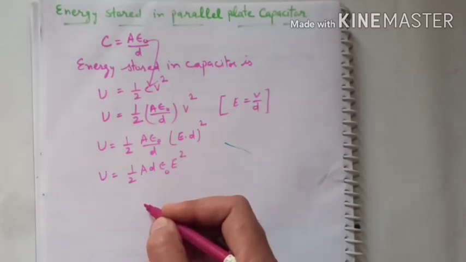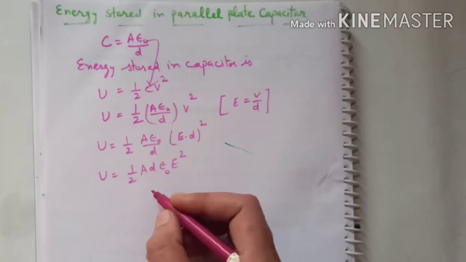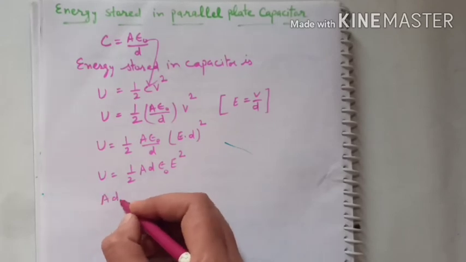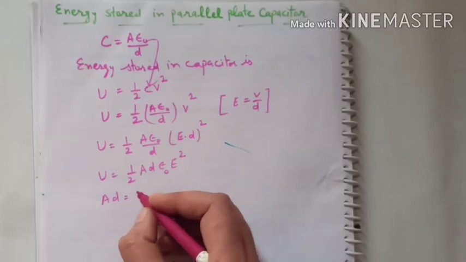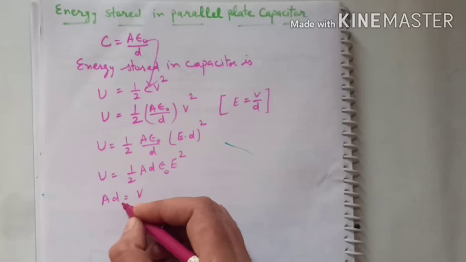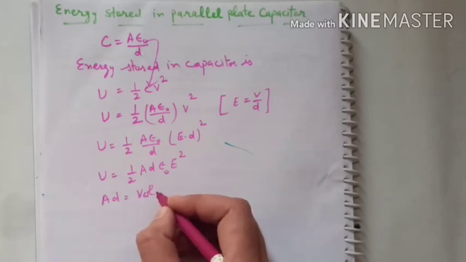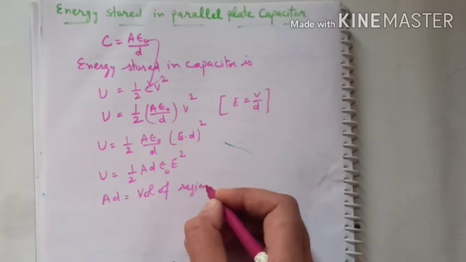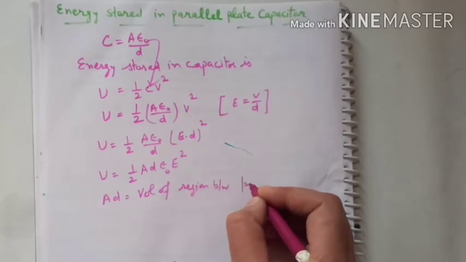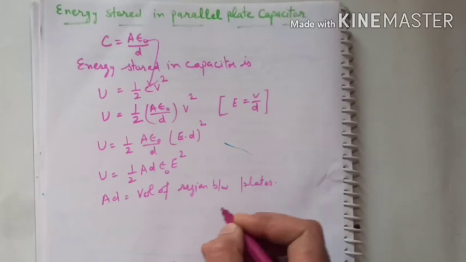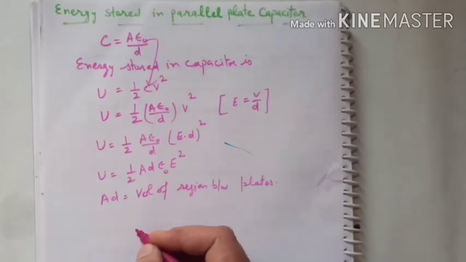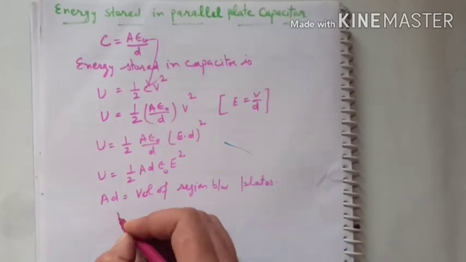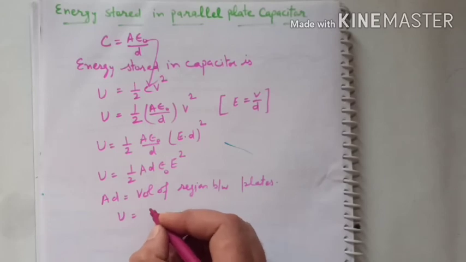E is the strength of the electric field in the space between the plates. But this A D, area into distance, is equal to area into height. This is equal to the volume of the region between the plates. So the energy stored per unit volume of the capacitor is given by, this is the energy stored per unit volume of the capacitor.